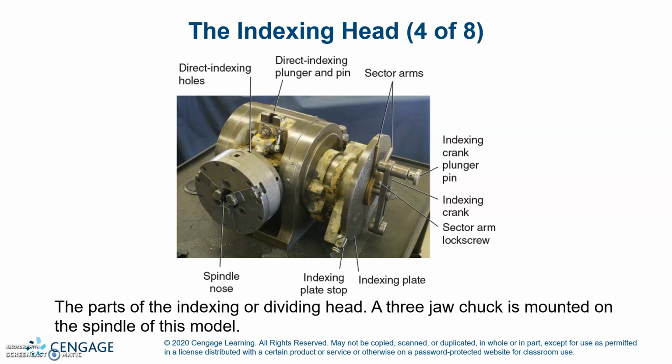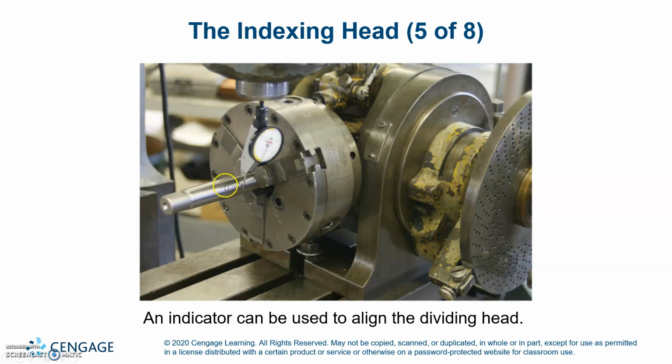The parts of an indexing head, or indexing or dividing head: a 3-jaw chuck is mounted on the spindle of this model. So you've got your direct indexing holes, your direct indexing plunger pin, sector arms, indexing crank plunger pin, indexing crank, sector arm lock screw, indexing plate stop, and your spindle nose. An indicator can be used to align the dividing head.